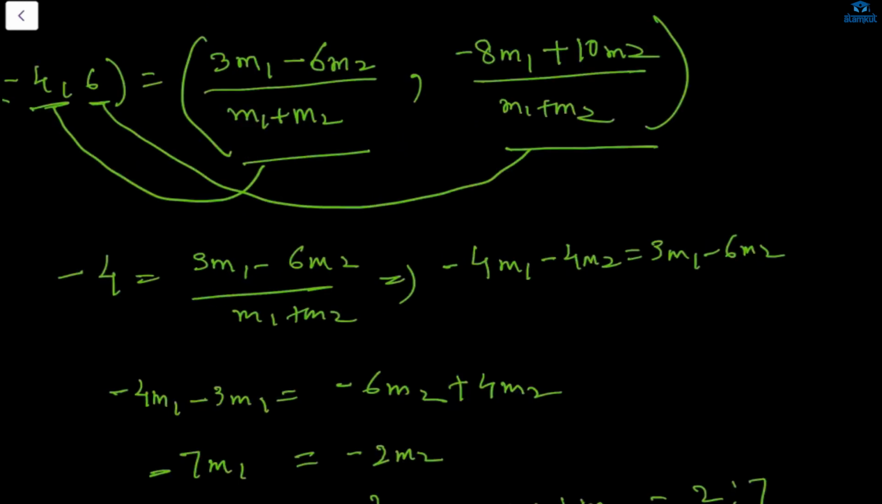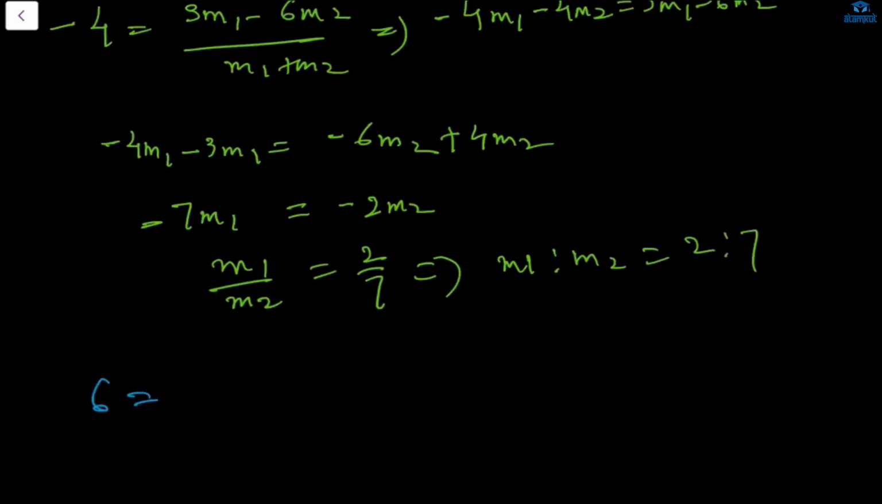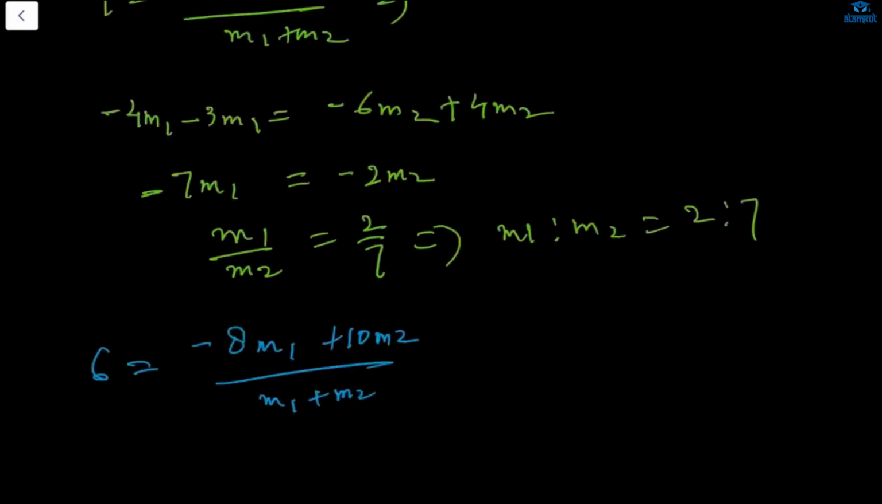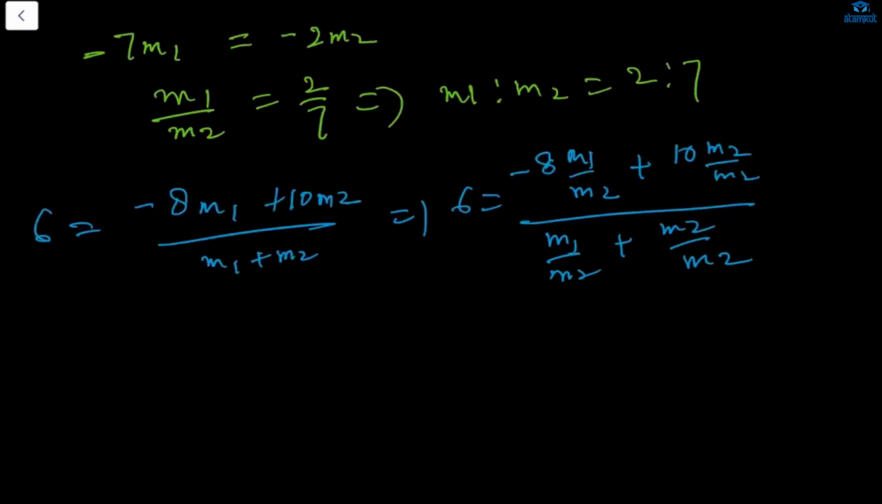Now you can verify whether it is correct or not by comparing the second one, the y coordinate, with 6. Now I'm writing with another pen. 6 is equal to (-8 m1 plus 10 m2) upon (m1 plus m2). Now we are going to bring it in the ratio. We are going to divide every term by m2. So it will be minus 8 m1 by m2 plus 10 m2 by m2, upon m1 by m2 plus m2 by m2. The m2 by m2 will cancel. So 6 is equal to minus 8 times m1 by m2, which you can write as 2 by 7.